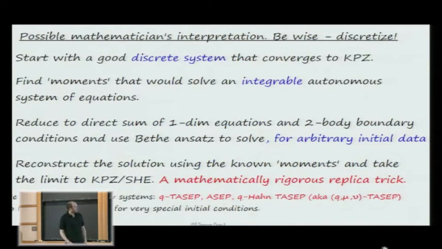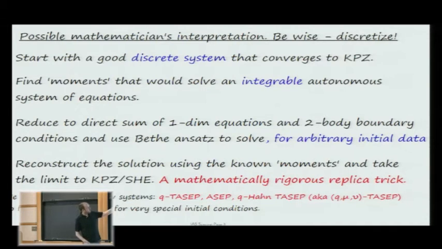Okay. So what is a possible mathematician's interpretation of this? And here is the mantra, be wise, discretize. Okay? And of course, we've seen this in many contexts. Maybe also regularize or Q-deform, I don't know. We need to go to some suitably nice discrete system, which you can show under perhaps special scalings should converge to the KPZ equation.